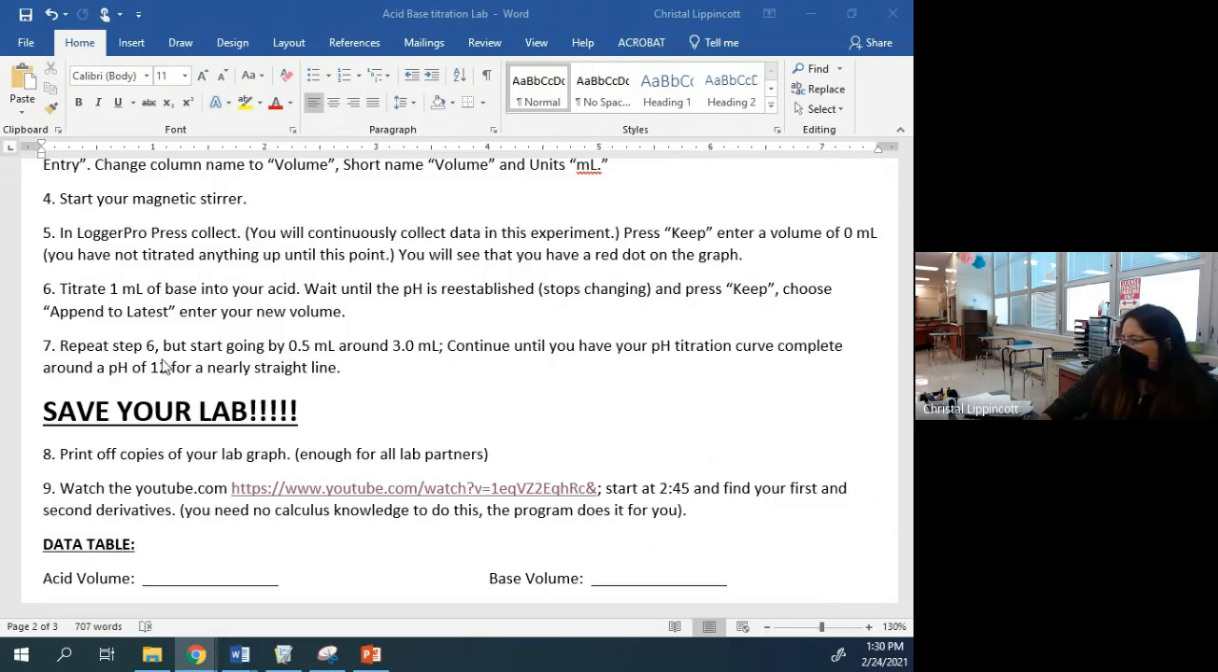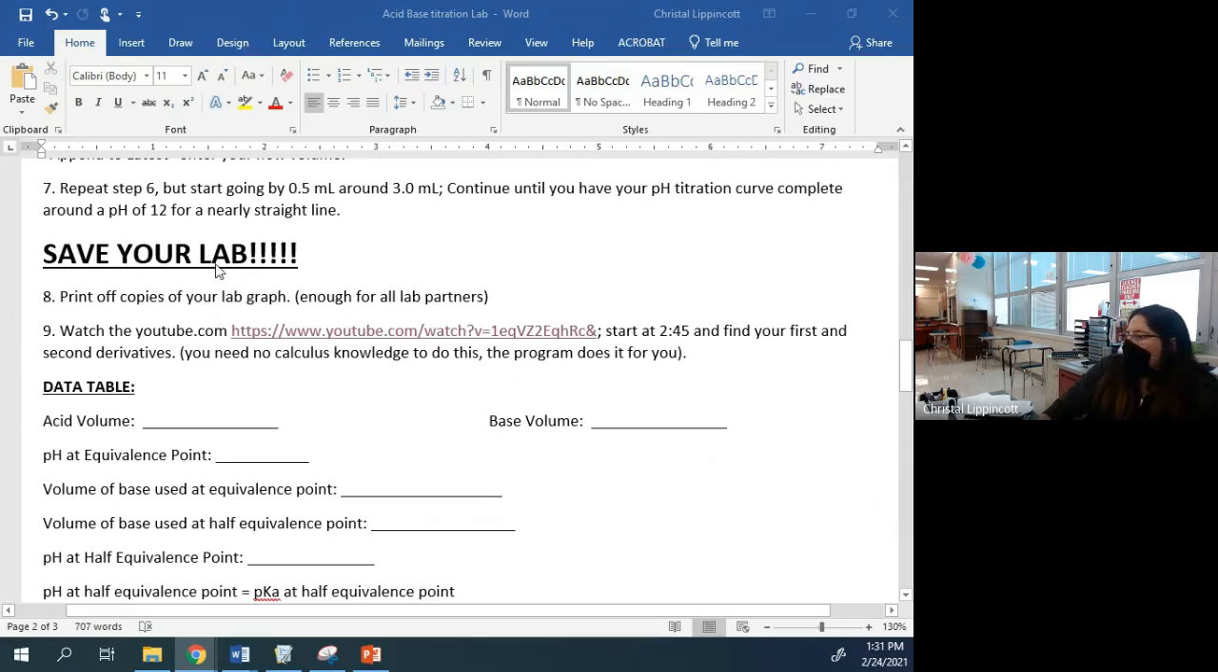Now repeat step 6, going by half mLs when you get about 3 mL in. So at about 3 mL, you're going to want to go about a half mL at a time. And when you see that thing starting to go straight up and down, you're going to want to go even less than a half mL. Around the pH of 7, you just keep doing that until you get a pH of around 12.